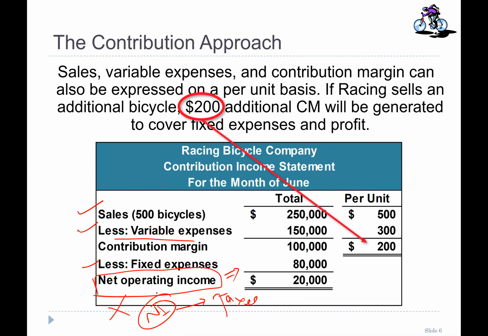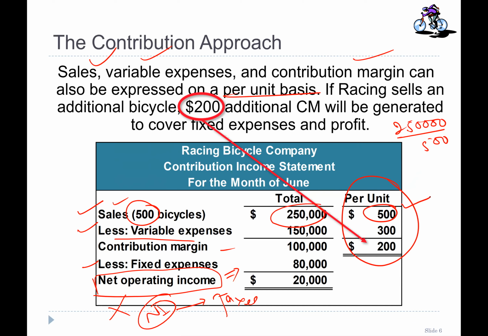And now, sales, variable expenses, and contribution margin can also be expressed on a per unit basis. So we just saw that total sales minus total variable cost is total contribution margin. We can also express the contribution margin in terms of units. So where did this 500 come from? We have 500 bikes, sales are 250,000. So 250,000 divided by 500, the answer is 500. So the per unit sale price is 500.